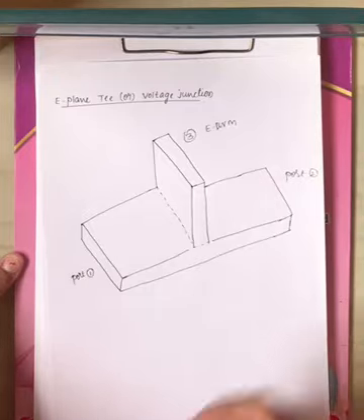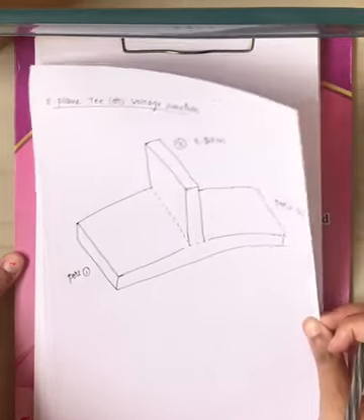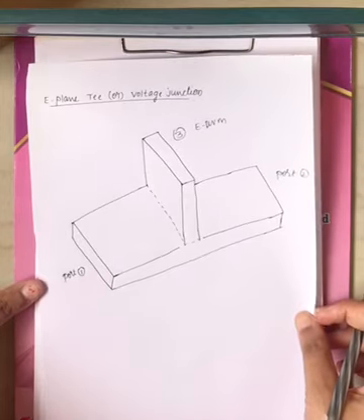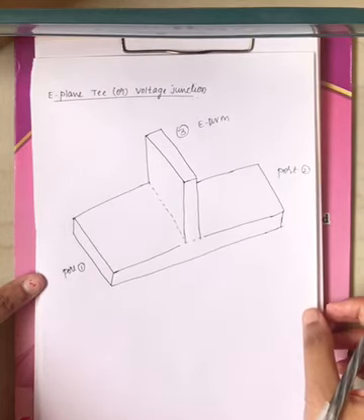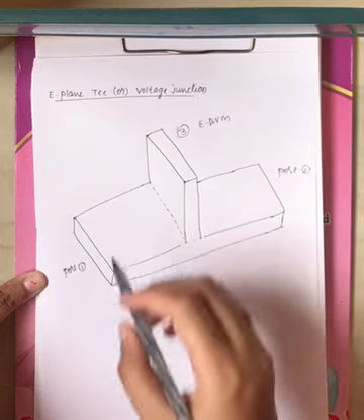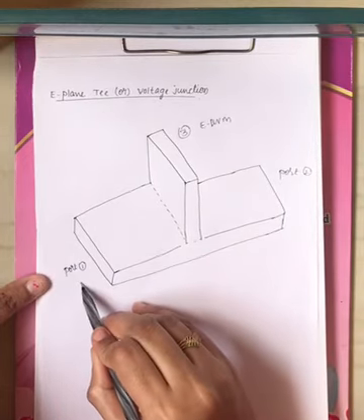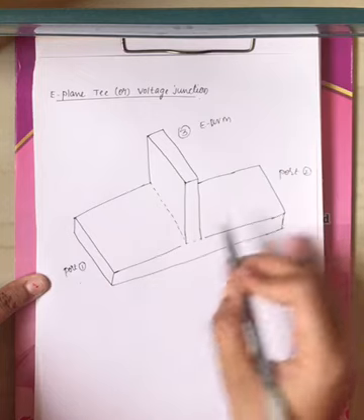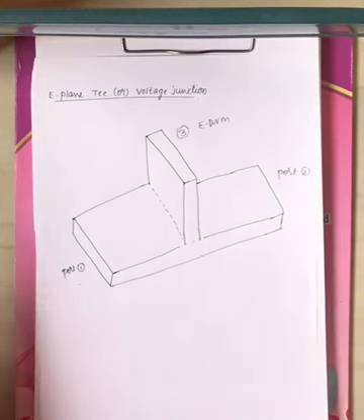Now coming to the next microwave passive device, that is the E-plane T junction, also called the voltage junction. This is the structure of the E-plane T junction. Here also it contains 3 ports: port 1, port 2 and port 3.